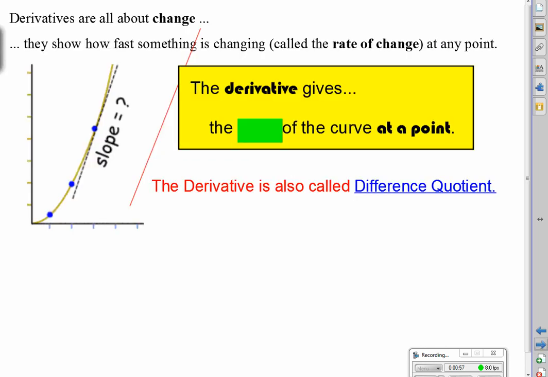Derivatives are all about change, and they're also all about slopes. So you can fill in that top blank: it's all about change or slopes. They show how fast something is changing, which we refer to as the rate of change at any point. And what's interesting is we're talking about a rate of change at a point, and that's different than what you've been taught in the past. The derivative gives the slope of the curve at a point. It's also sometimes referred to as the difference quotient. Another place for you to fill in your blanks there.